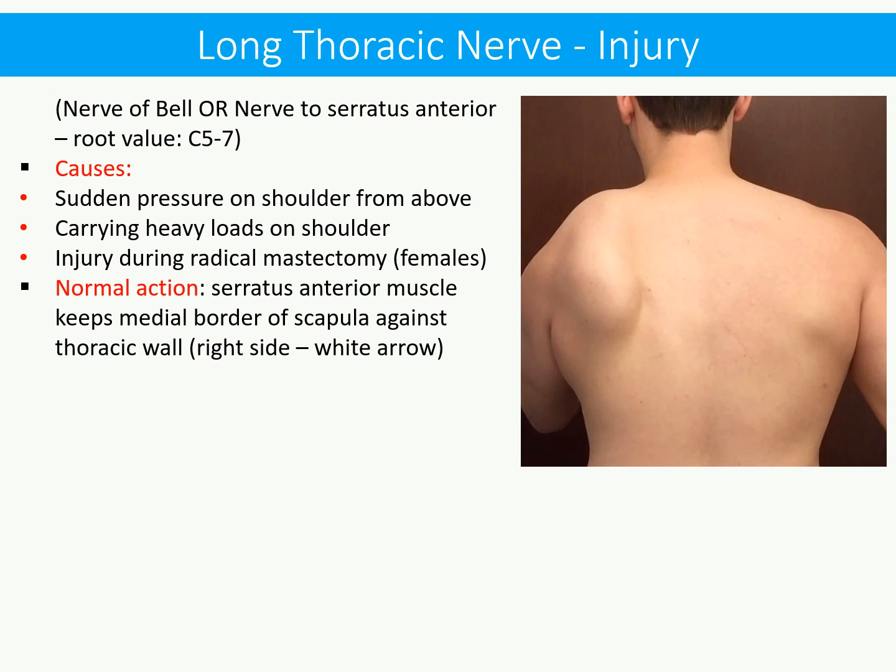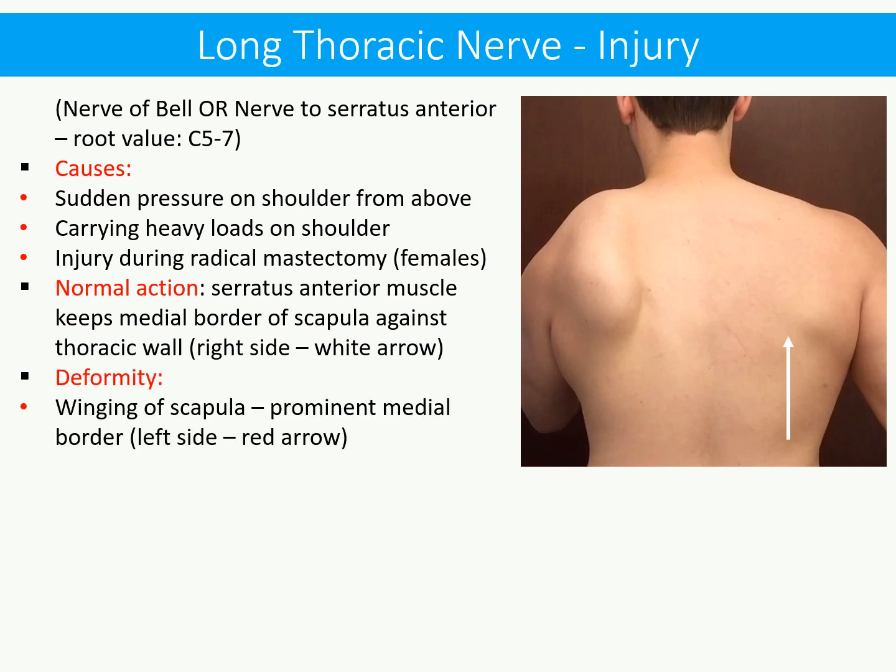Normal action of the serratus anterior is to keep the medial border of the scapula against the thoracic wall. In cases of injury to the long thoracic nerve, this normal action of the serratus anterior is lost, leading to prominent medial border of the scapula, which is also named as winging of the scapula.